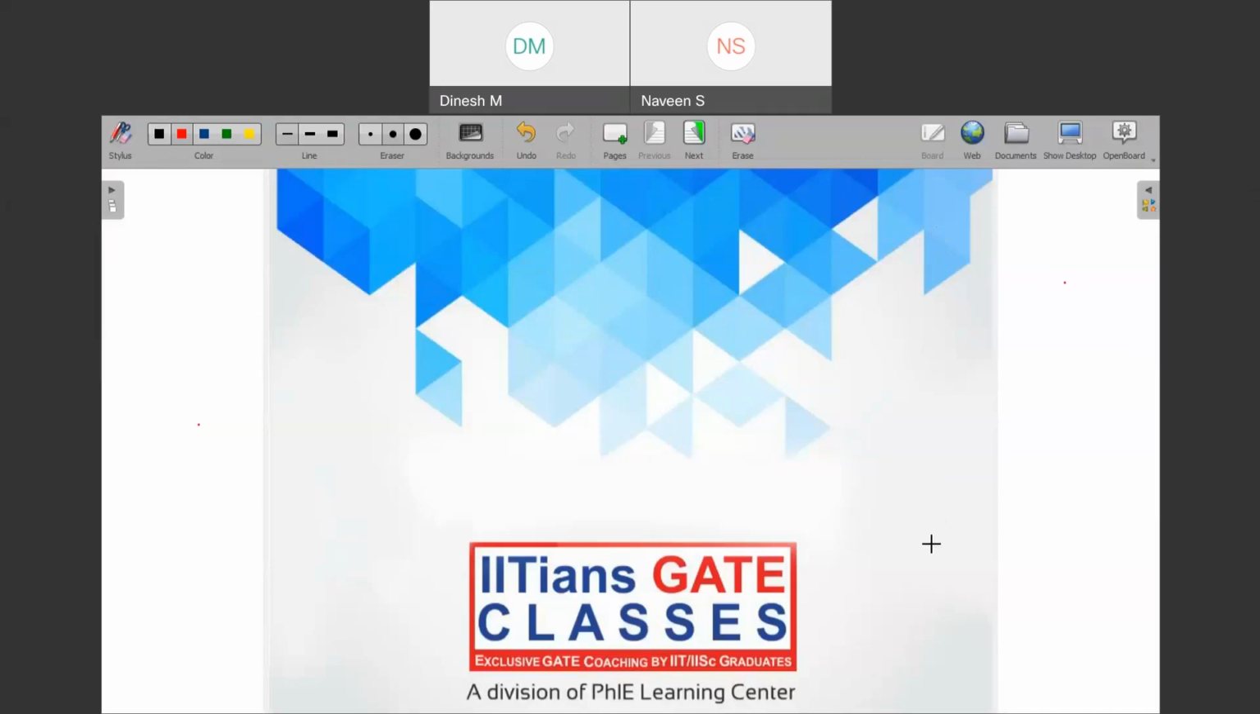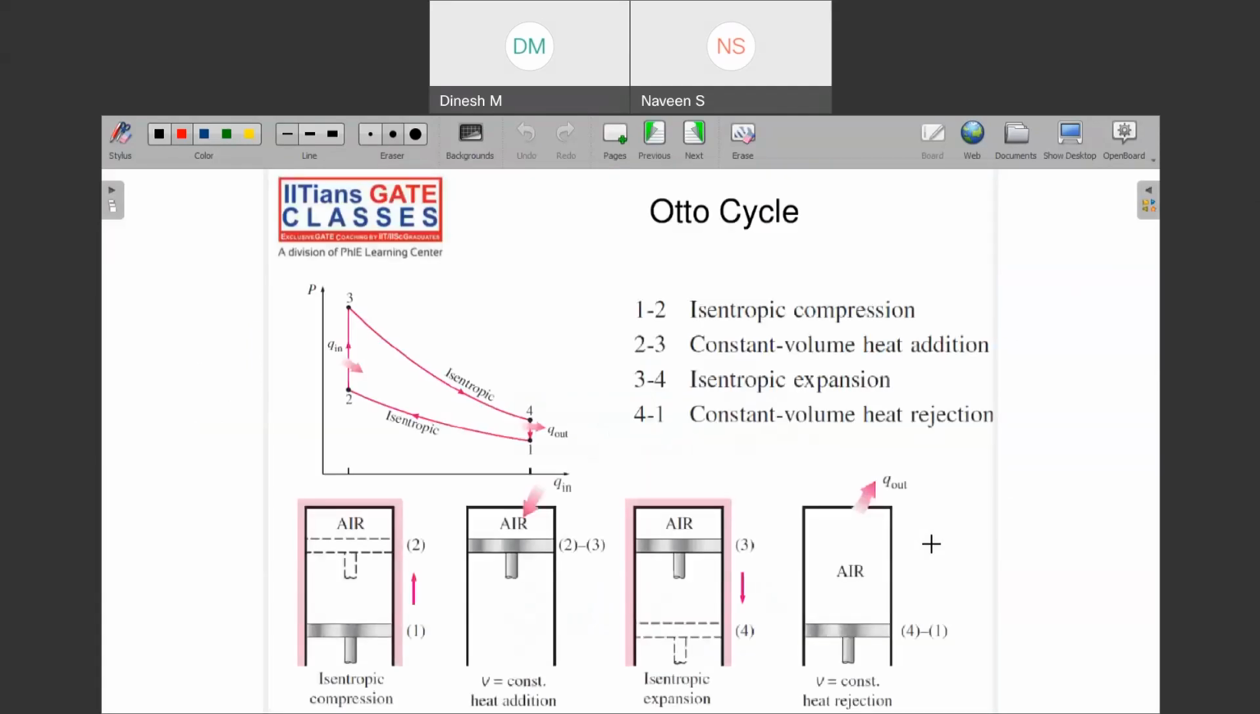So what we would do today is that we'll work upon the application parts, and first is that we'll work upon standard gas cycles.